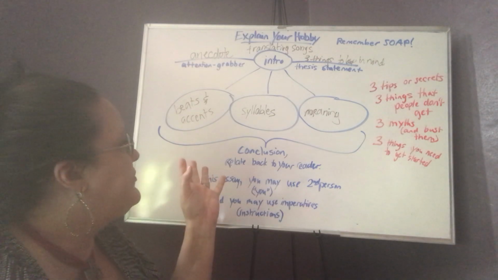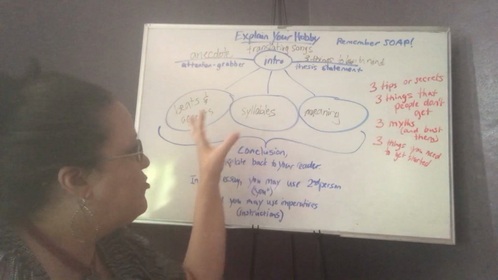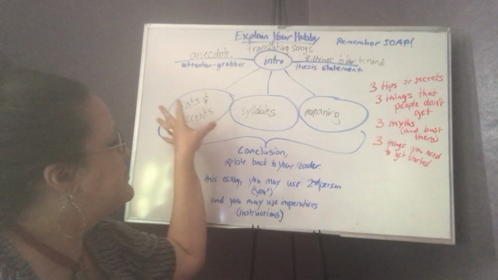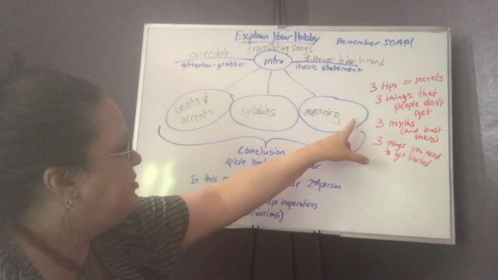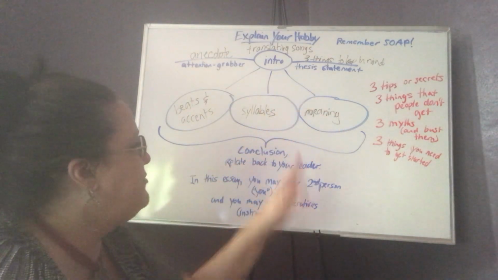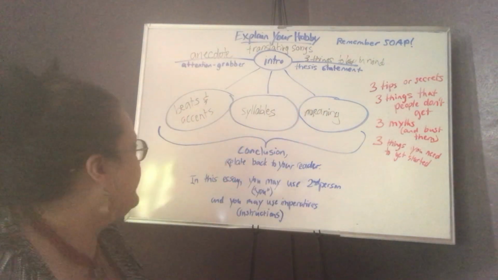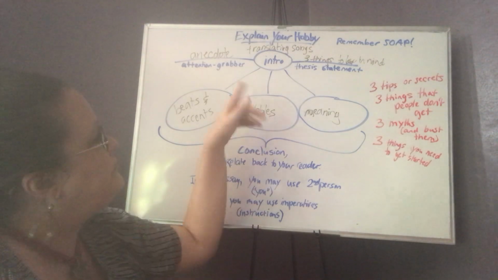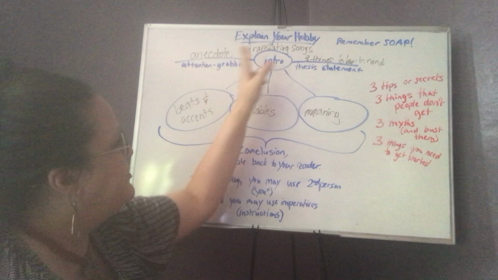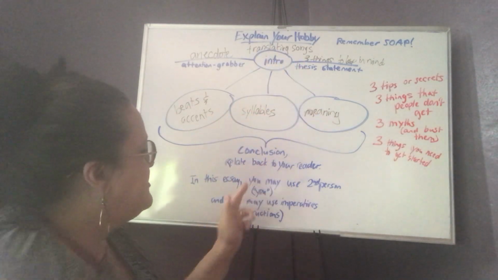But this shows how you're going to organize. So what's going to come first? I put meaning over here because I'm thinking first, second, third body paragraph, and meaning is the most interesting one. So that's 1, 2, 3, 4, 5, 6, 7 points.